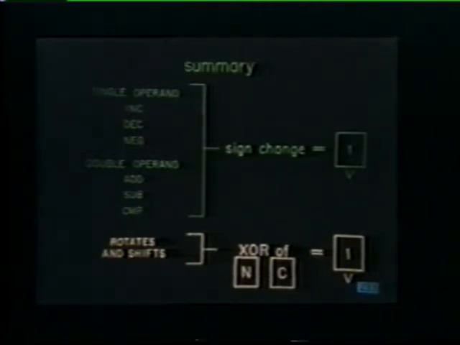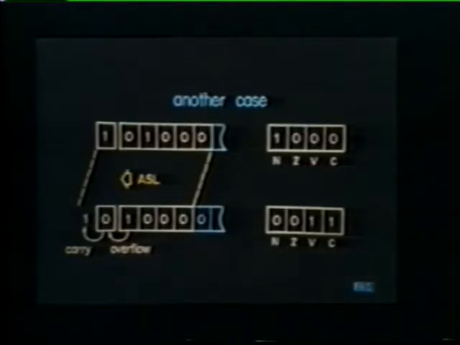When dealing with the single operand increment, decrement, or negate instructions, or the double operand add, subtract, or compare instructions, a change of sign indicates an overflow condition and sets the V bit. When dealing with any rotate or shift instruction, the exclusive OR of the N and C bits is used to set the V bit. The final point we want to make about condition codes is that more than one code can be set by an instruction.